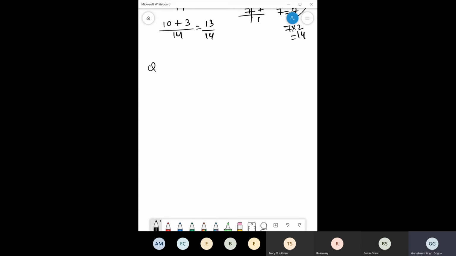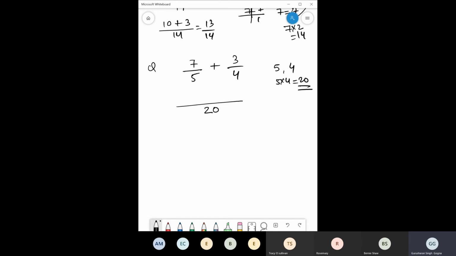Let's take another example: 7 over 5 and 3 over 4. 5 and 4 are not factors of each other, and there is no factor common between them. So in order to get the LCM, you simply multiply them. 5 by 4 will give you 20. So directly you can get the LCM like this. But the process is the same as I said in the previous question.